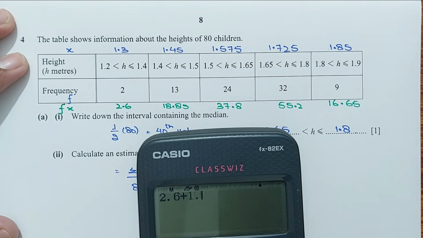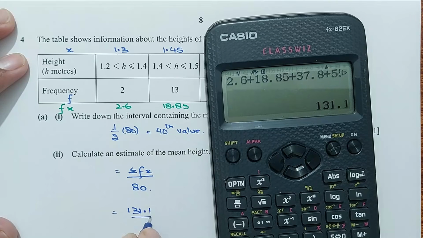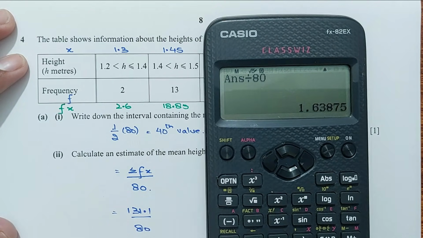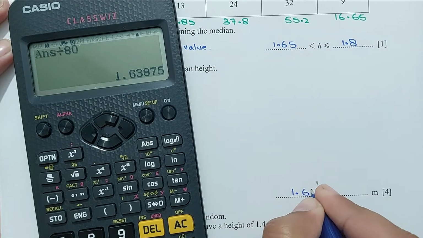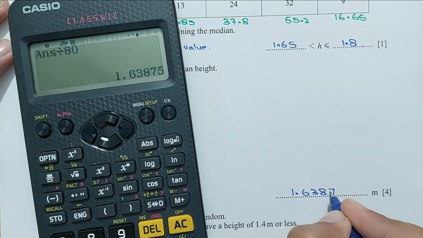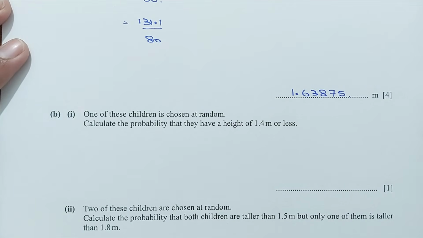2.6, 18.85, 37.8, 55.2, 16.65. Okay. This is 131.1 out of 80. Divides 80. 1.63875. 1.63875 meters. Right. Now for part B, number 1.